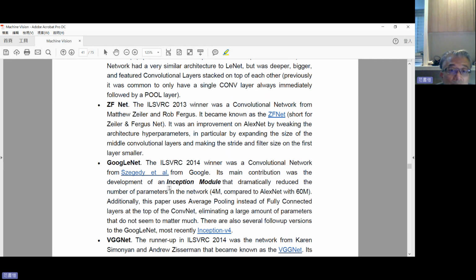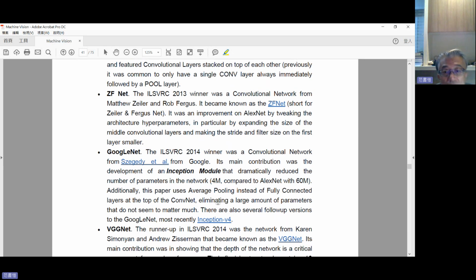Then there is the Google LeNet, which introduced the inception module that dramatically reduced the number of parameters in the network, to 4 million compared to AlexNet with 60 million. Additionally, this paper uses average pooling instead of a fully connected layer at the top of the convolution net, eliminating a large number of parameters that do not seem to matter that much.